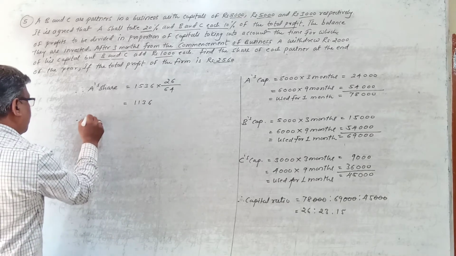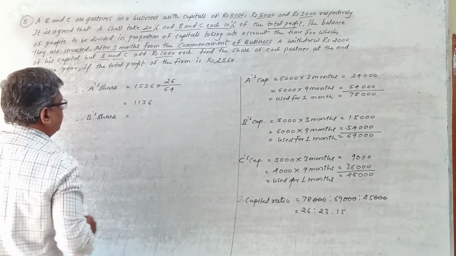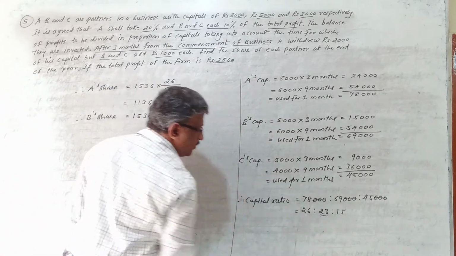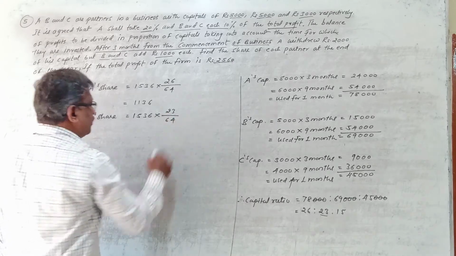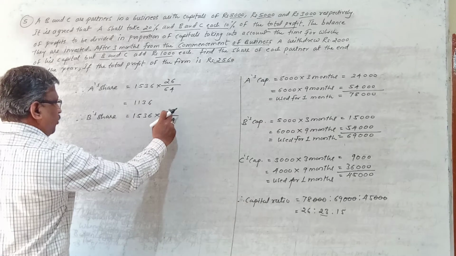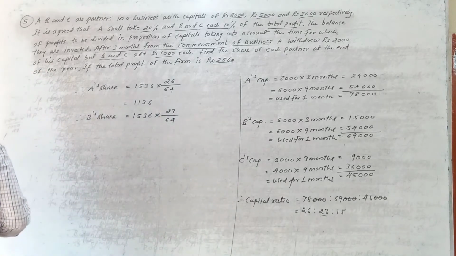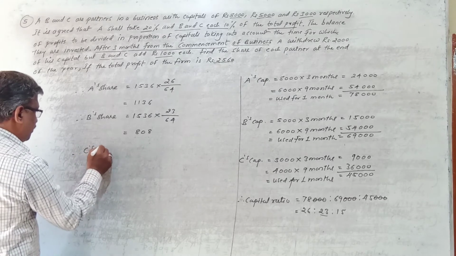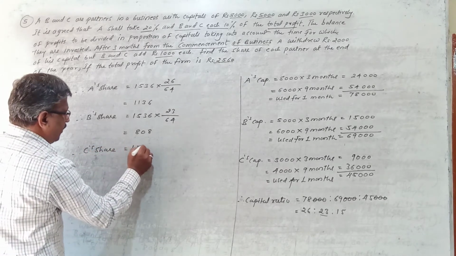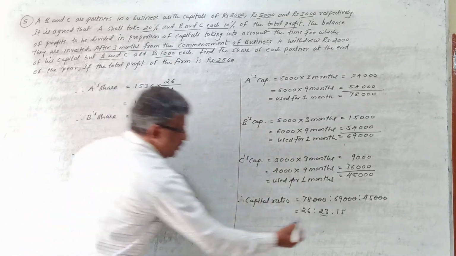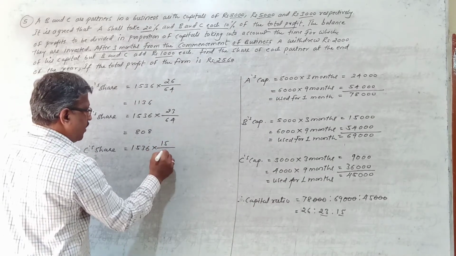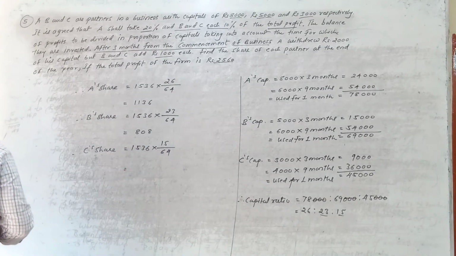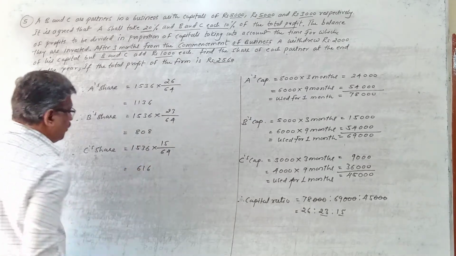Now we have to calculate B's share. B's share is equal to, again the same, take the balance profit 1,536 rupees. This is multiplied by B's share, which is 23 divided by 64. So 1,536 into 23 you divide by 64. So you will get rupees 808. And finally you have to find C's share. C's share will be 1,536 multiplied by C's share, which is 15 divided by this 64. So 1,536 into 15 divided by this 64. So you will get rupees 660 like this.